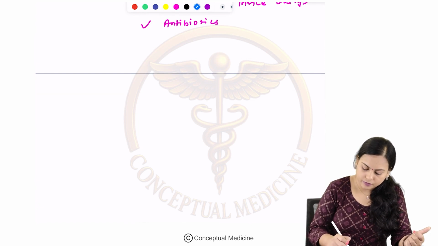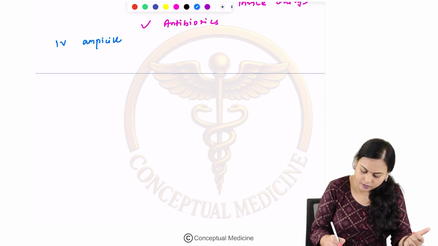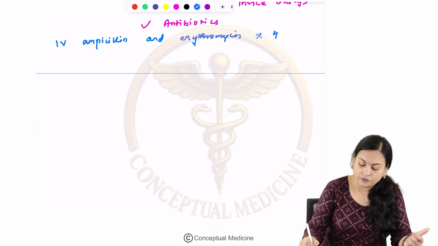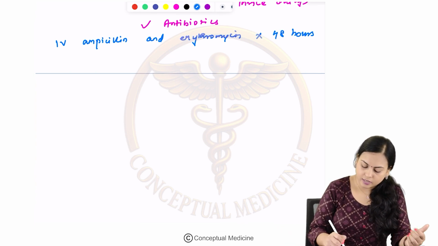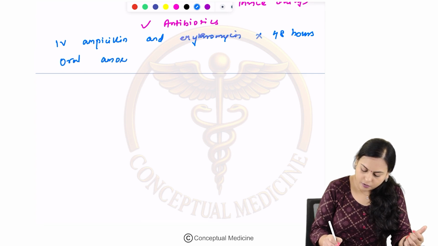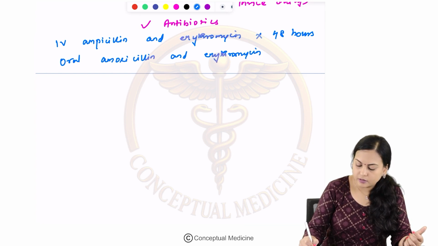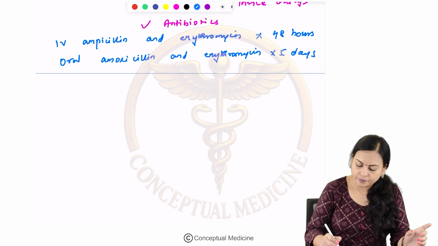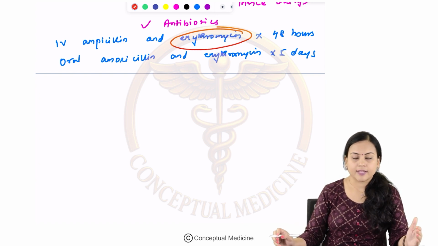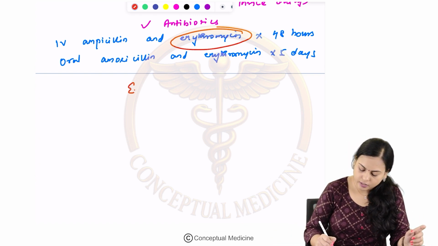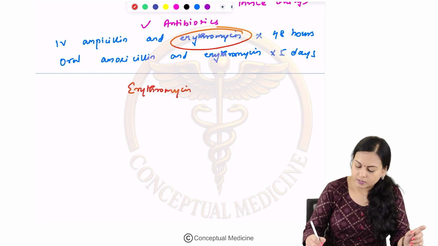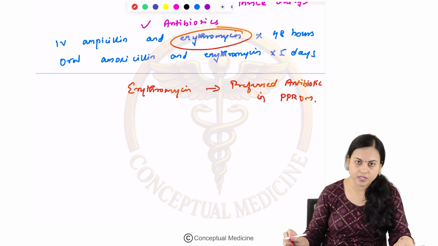Antibiotics that you can give include IV ampicillin and erythromycin for 48 hours, and after this it can be changed to oral amoxicillin and erythromycin for 5 days. And remember, erythromycin is the preferred antibiotic that has to be given in PPROM. Okay. So, erythromycin is the preferred antibiotic in preterm premature rupture of membranes. Clear? Yes.